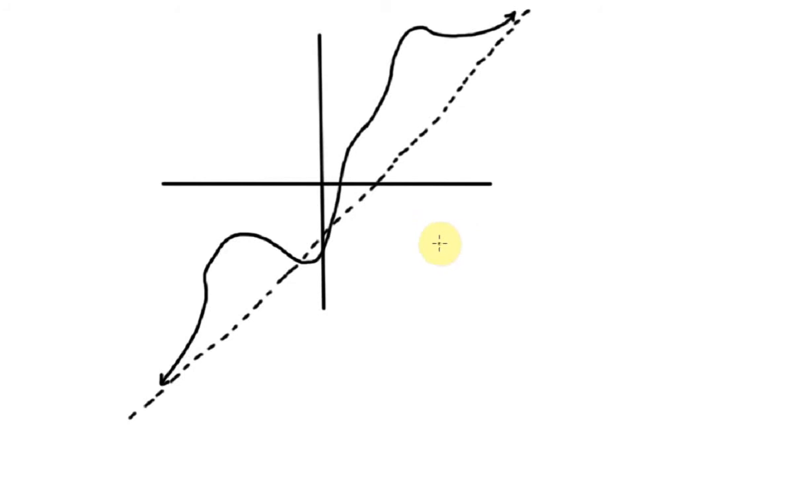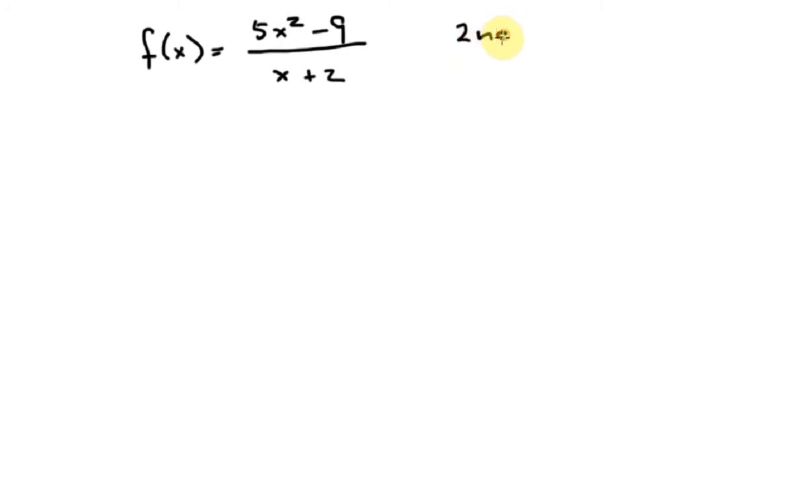So I think we're ready for our example. Here's what our function looks like. f of x is made up of 5x squared minus 9, all divided by x plus 2. I can see that on the top it is a second degree polynomial, and on the bottom it is a first degree. So that means yes to that being an oblique asymptote. It's passed this little analysis.